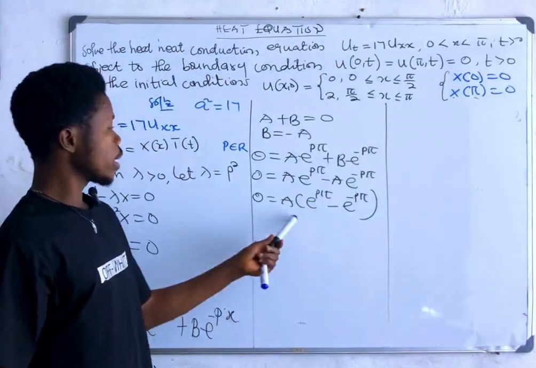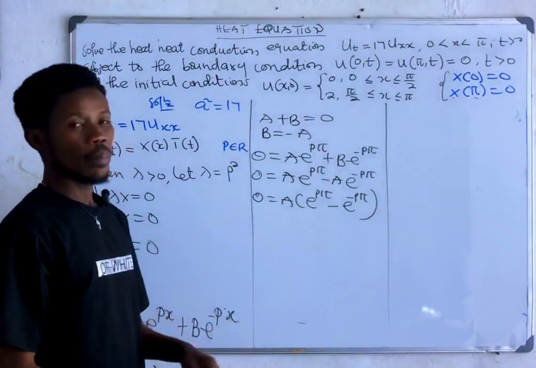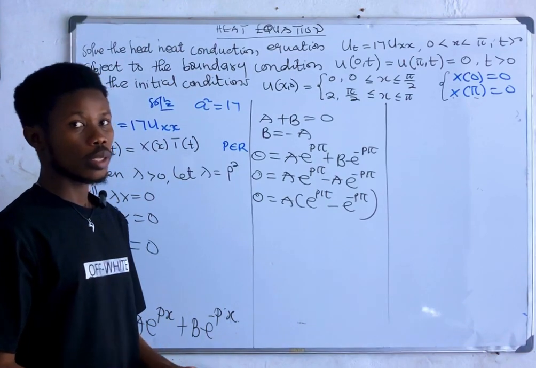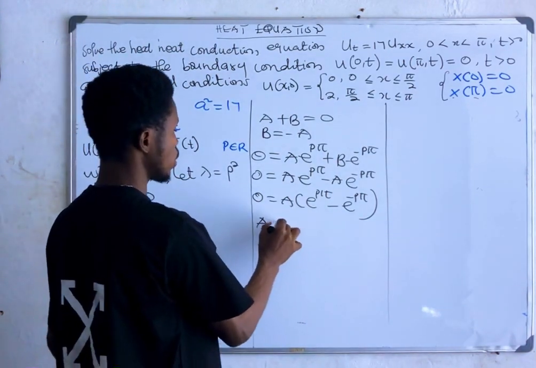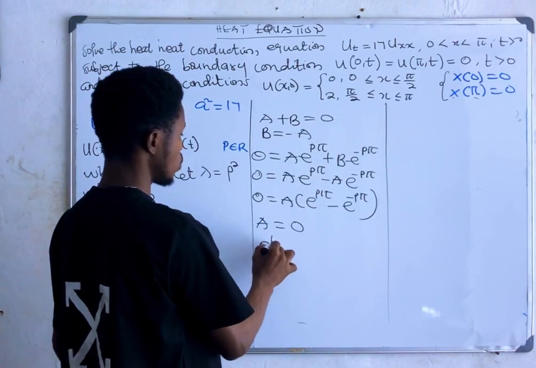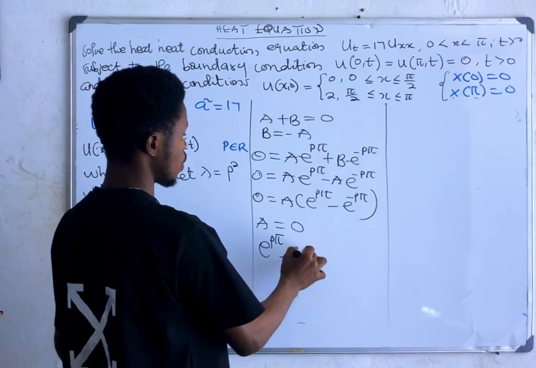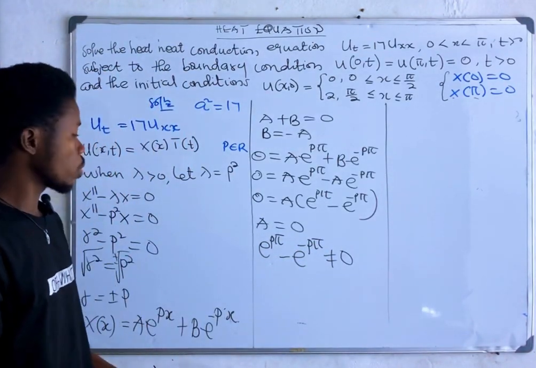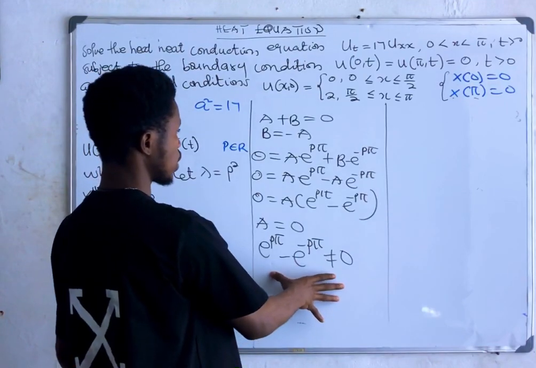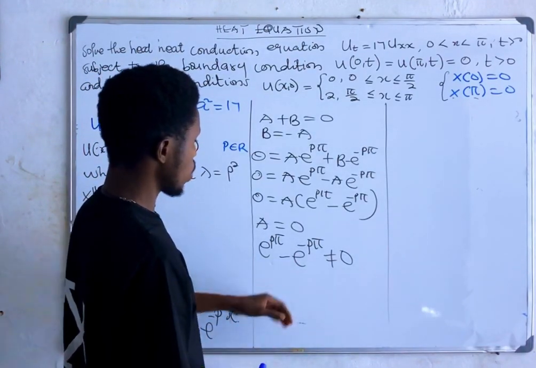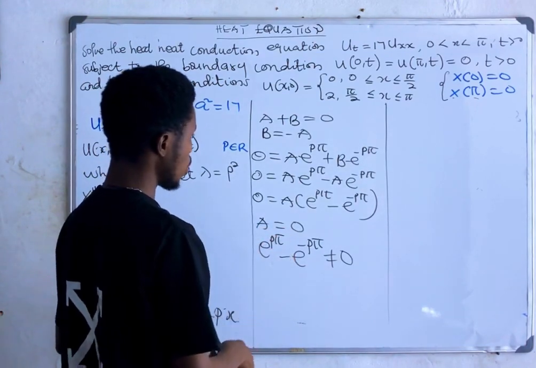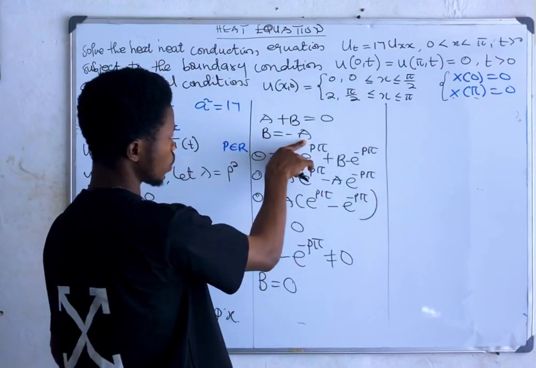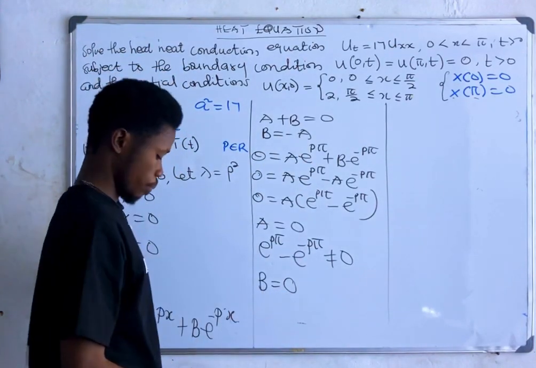Good. Now here, either a is equal to 0 or this is equal to 0. But you and I know that there's no way that an exponential function can go to 0. Even e to the power 0 is 1. So therefore, a is rather equal to 0, and e to the power p pi minus e to the power negative p pi can never be equal to 0. So this is what you will get. Now, after getting this one too, a is 0, so we have to get b. So my b will be equal to 0 because b is equal to negative a, which is the same as 0.